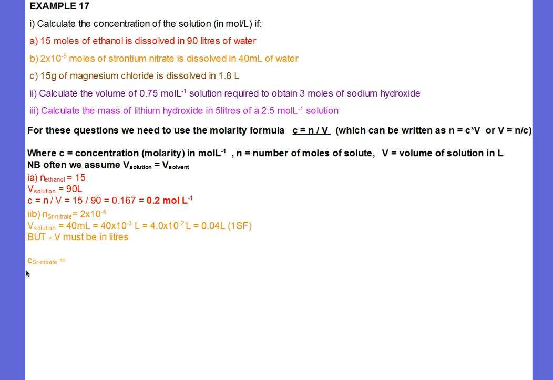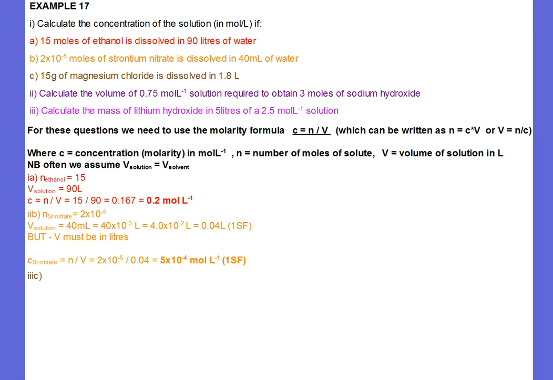So now we can find the concentration. Concentration equals number of moles divided by the volume, which is just that 2 by 10 to the minus 5 divided by that 0.04 litres, gives us 5 by 10 to the minus 4 moles per litre, and that is to one significant figure, just like our numbers here are to one significant figure.